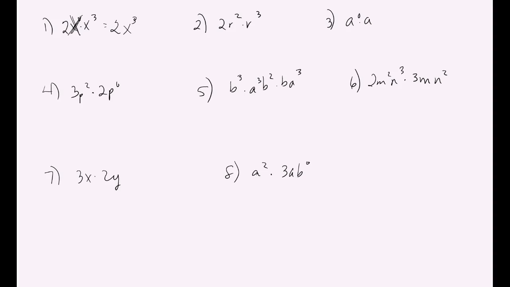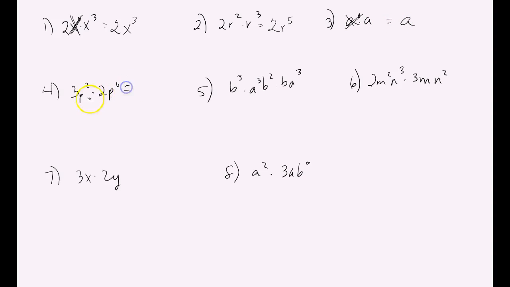Number 2, same thing. There's a 2 here, but no other number to multiply it with. And then we have 2 bases, so we add their exponents. So 2r to the 5th. Back here, same thing. A to the 0 is gone, and it only leaves an a behind. So that is your answer.